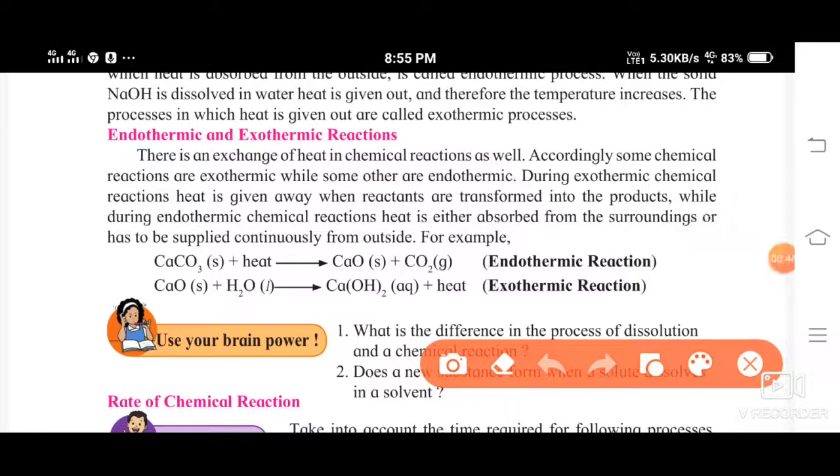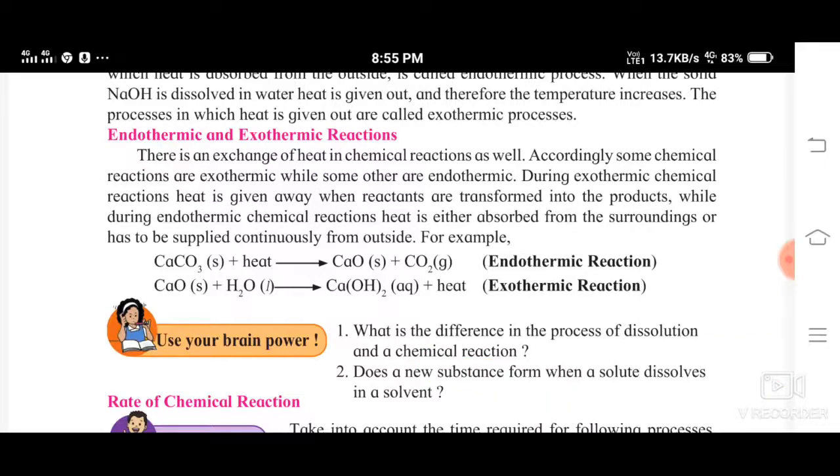Many chemical reactions are taking place. Now, during chemical reactions, in some cases you will have to supply heat continuously from outside, or else the reaction uses heat from the atmosphere. This type of reaction we call an endothermic reaction. But in some cases, the reactants combine to form products with the release of heat energy. So this type of reaction we call an exothermic reaction.